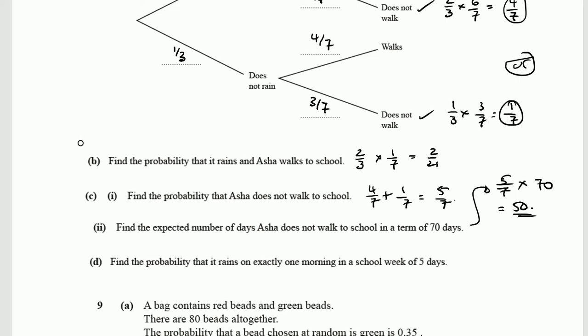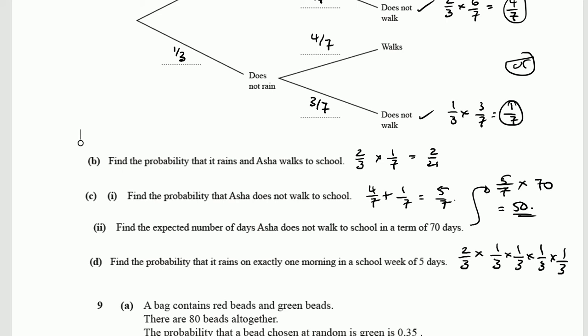If it rains, that's a probability of 2/3. We need that to happen once. On the other days, it needs to not rain. And the probability of not raining is 1/3. That's got to happen on 1, 2, 3, 4 days.